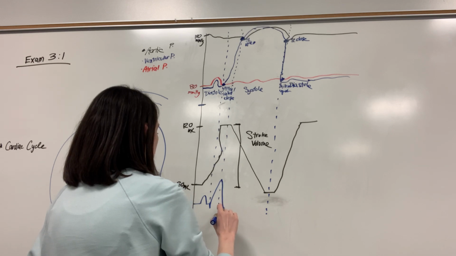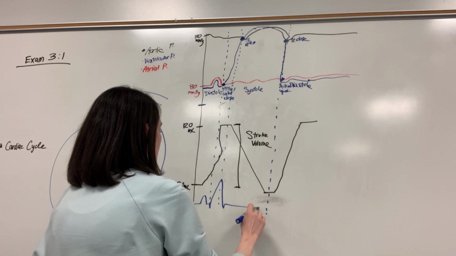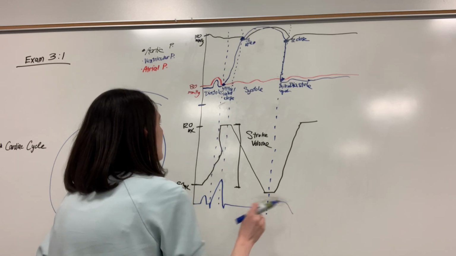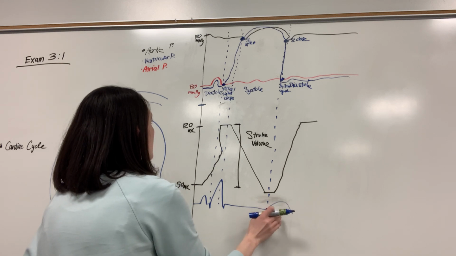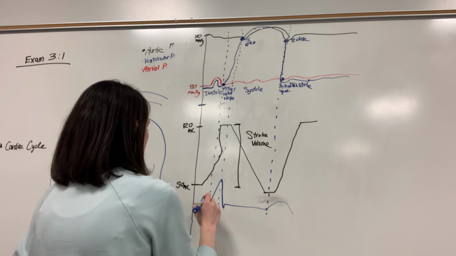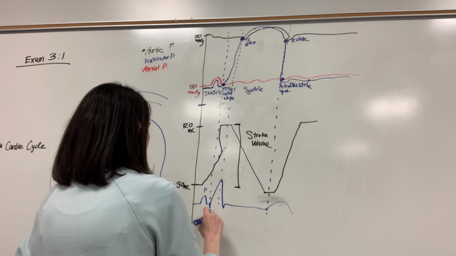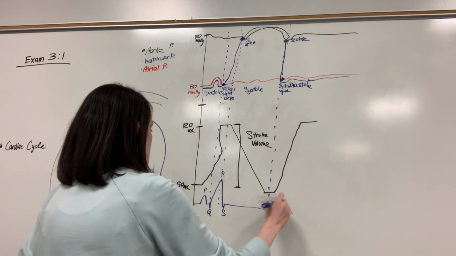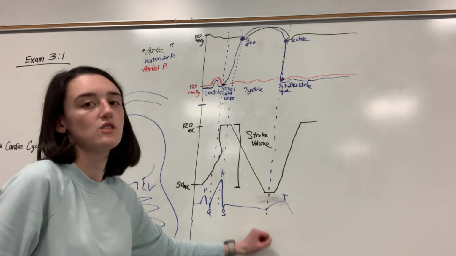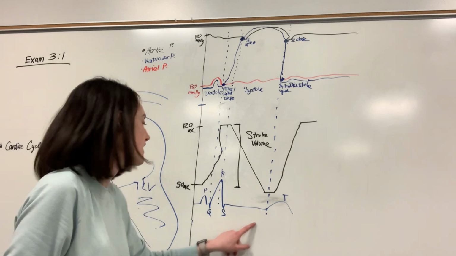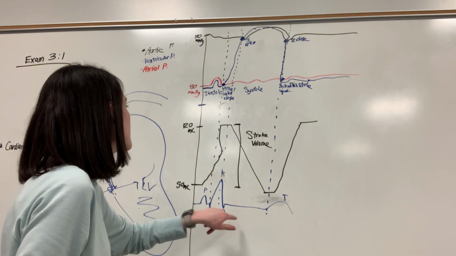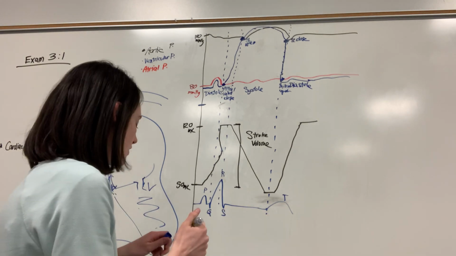So we've got our QRS, and then it's going to happen, and then our T wave is going to happen as soon as the SL or semilunar valve closes. So we got our P wave here, Q wave here, R wave here, S wave, and then T wave. And that's a very long EKG, but that is essentially what happens in the cardiac cycle.